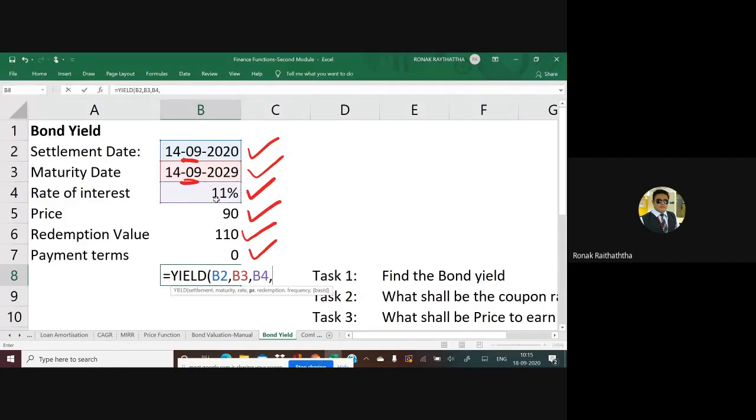Comma. The fourth parameter is the price. The price at which you are investing in the bond, that is 90 rupees. So I'm selecting that 90 now. Comma. Redemption is the money which you are going to get once the life of this bond is over, and you are going to get 110 at that time. So I'm selecting that 110, comma.